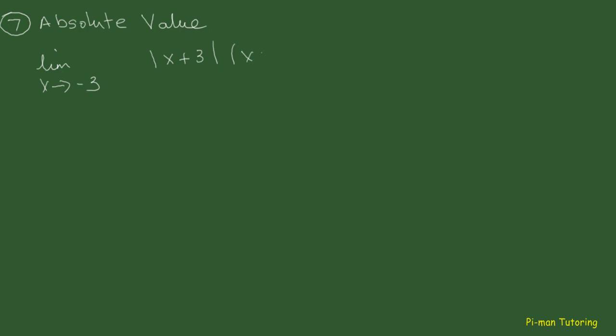multiplied by x plus 1 divided by x plus 3. Now remember that the absolute value of x plus 3 means that we evaluate what's inside these lines, and we eliminate any negative signs afterwards.